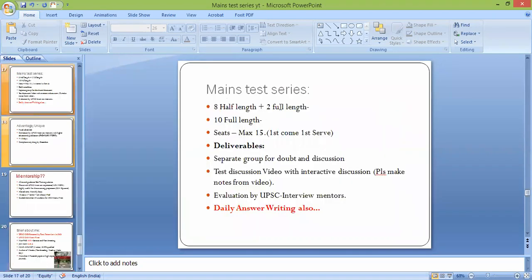Here we can have different ways, like 8 half length and 2 full length tests, or 10 full length tests. We can also get them evaluated by mentors who have at least given the UPSC interview, not by completely specialist people who may not be aware of UPSC, who have not given mains. If you want daily answer writing also, that is there, and you can see it in the group also.